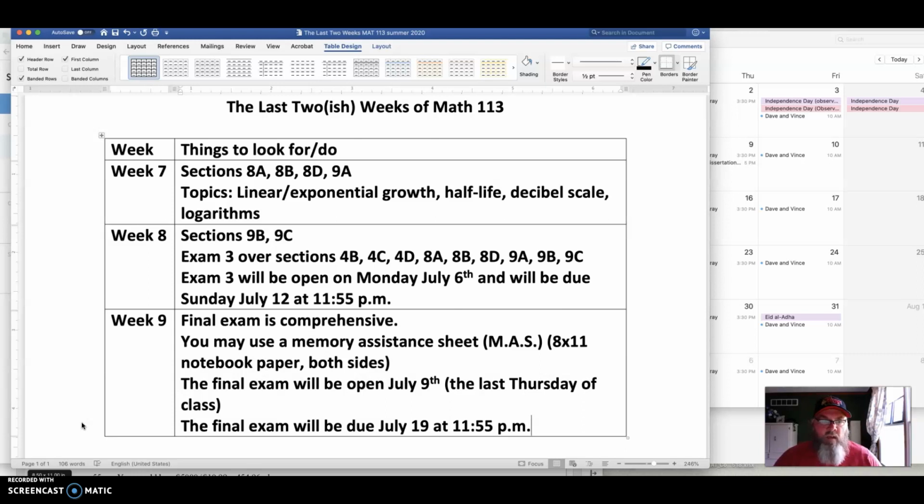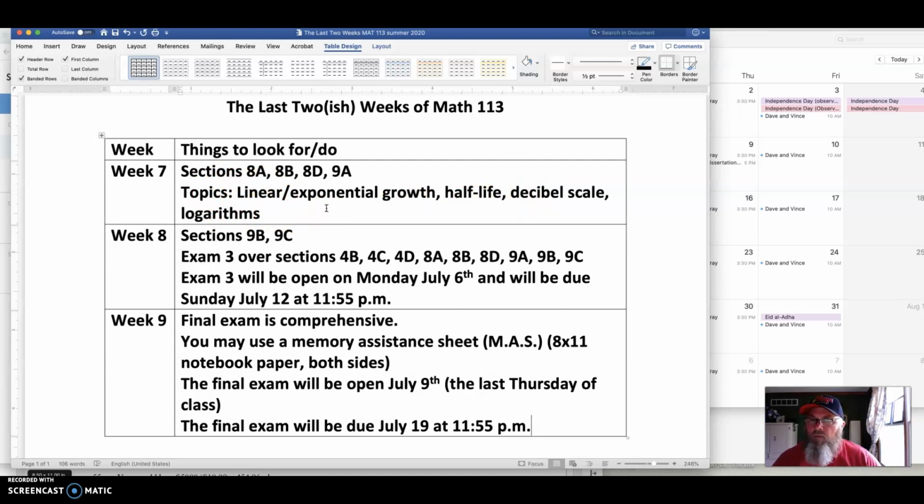Okay, so let's talk about the next few weeks, because we've only got 2 more weeks-ish for class. So I put this nice little table together to help me remember, mostly because I'm old and forgetful. This week you are going to be working on sections 8A, B, and D, and section 9A. And the topics are going to be linear and exponential growth, Half-Life, no, not the video game, Half-Life, the math topic, decibel scale, and logarithms. Those are just some highlights from what you'll be looking at.